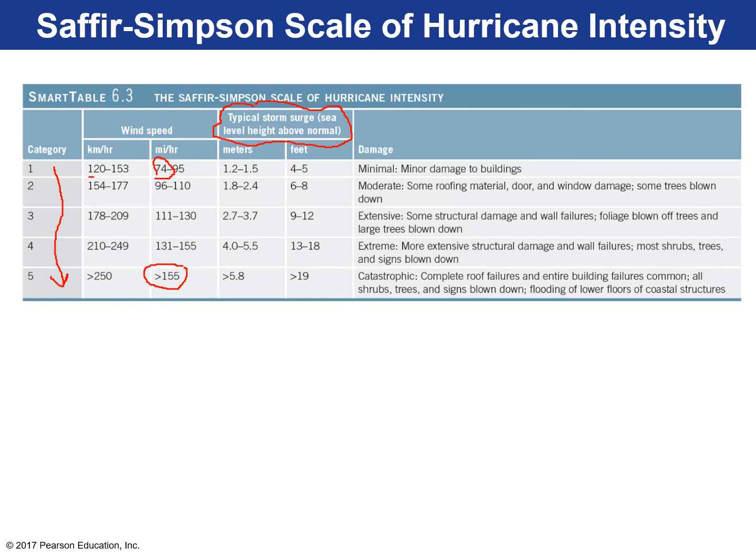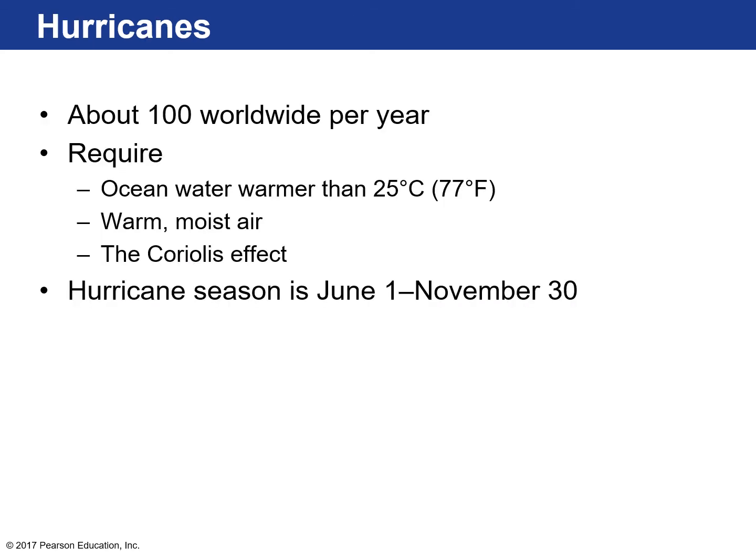And that can cause flooding because sea level can rise, in the worst case scenario, category 5, greater than 19 feet. That's 2 basketball hoops stacked on top of each other. So that can be catastrophic to a lot of these coastal communities.